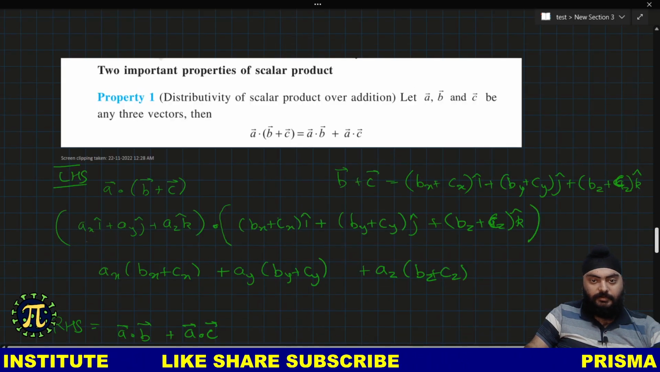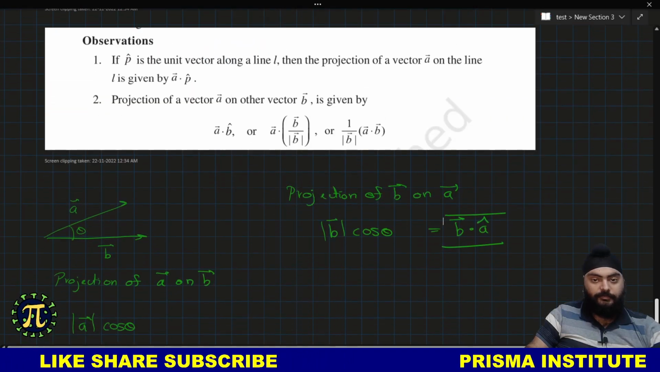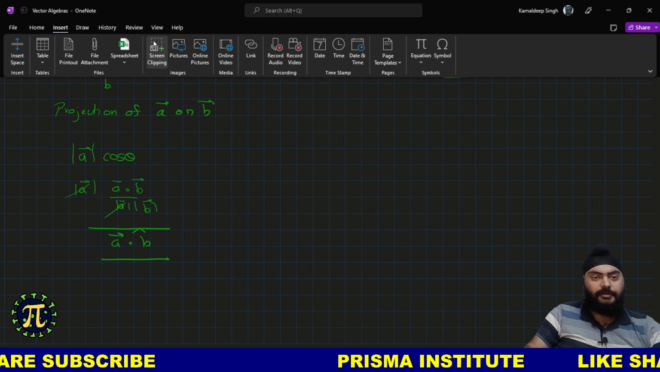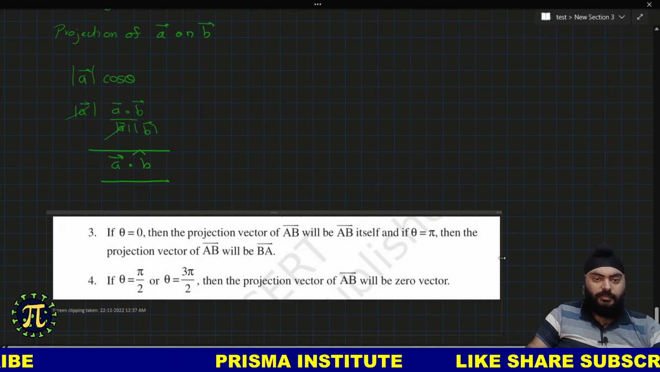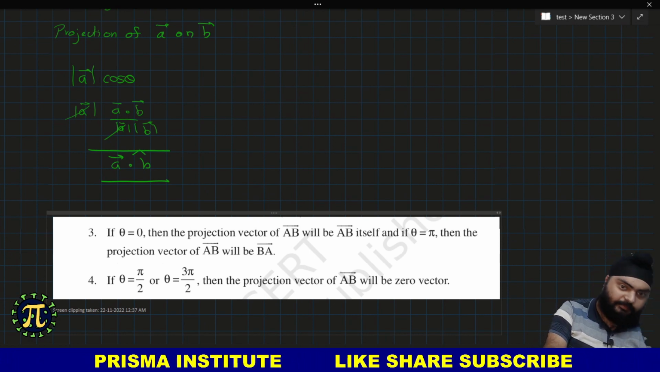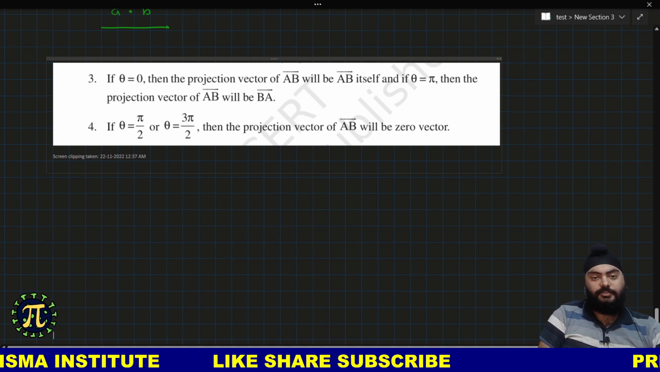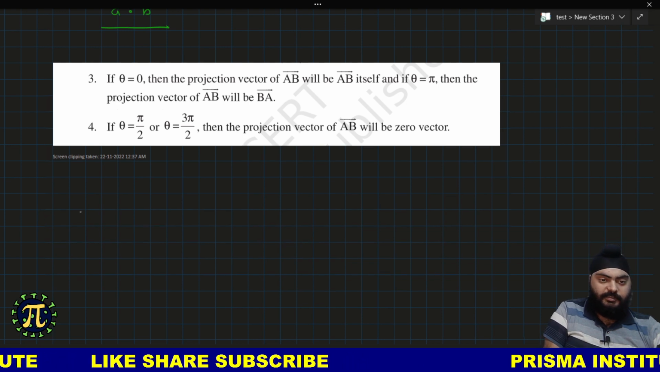So that says something about the first two properties. And let's see third and fourth में क्या बोल रहा है वो. So okay, if theta is 0, then projection on a of AB on AB will be AB itself, and if theta is pi, the projection of AB will be BA. So what is all that? So ठीक है, let's see example.